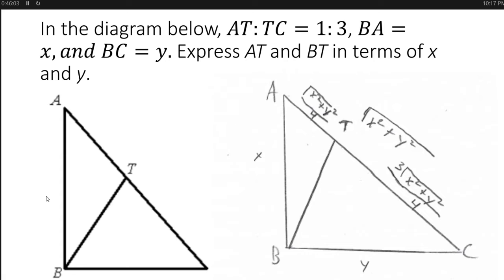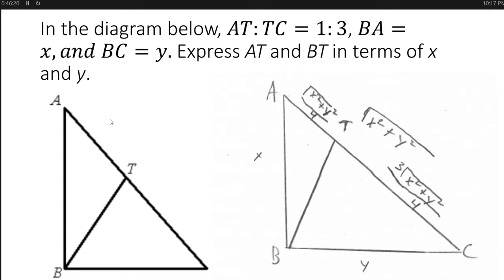It also says that this is X and this is Y. So this is AB, this is BC. Got a little cut off, but it's clear here. And so we have to find this and this, which is AT and BT in terms of X and Y. So what do we got to do here? This looks like a big mess. What do we got to do?